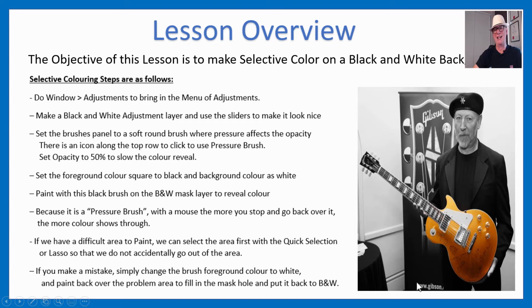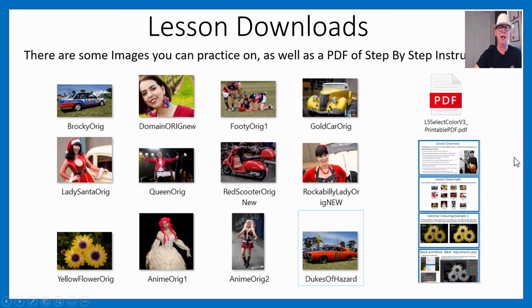So this was originally a color picture. We used a black and white adjustment to make it black and white. Then we got our paintbrush and we carefully painted around the guitar just to bring the guitar's gold color through, all right? So he's made a hole in the black and white that reveals the original color picture underneath it. And if you make mistakes, you can just change from the black paintbrush to the white paintbrush and paint back over it with white, and that'll turn it back to black and white again.